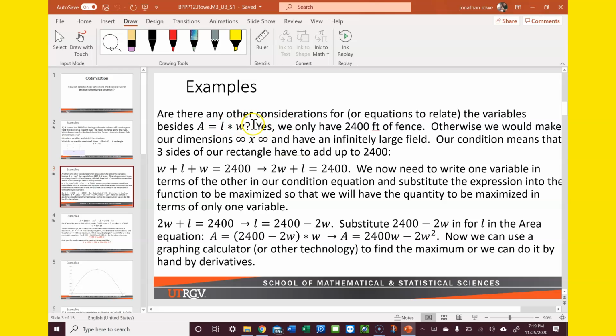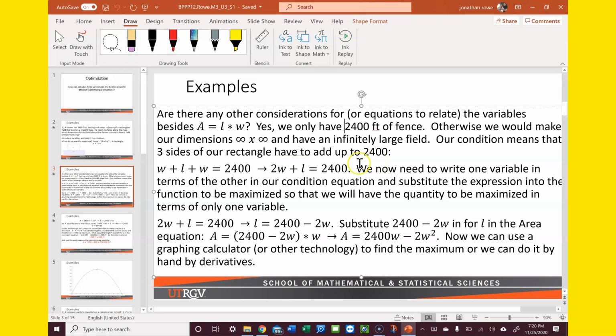So in fact, there is another condition, another consideration that can give us an equation, and that is the fact that we only have 2,400 feet of fence. So what does that mean? How can we make an equation out of that? That means that the three sides of the rectangle in this picture have to add up to that 2,400 feet. So we can just make that into an equation. The width plus the length plus the width again equals 2,400. You can simplify that down to just 2W + L = 2400.